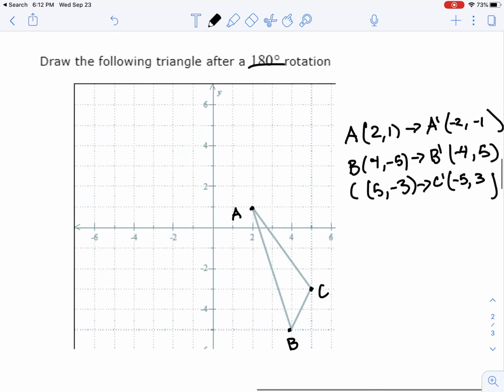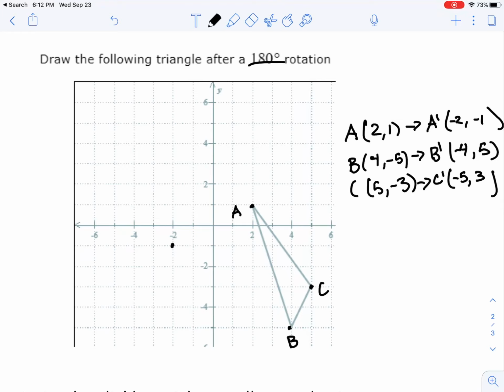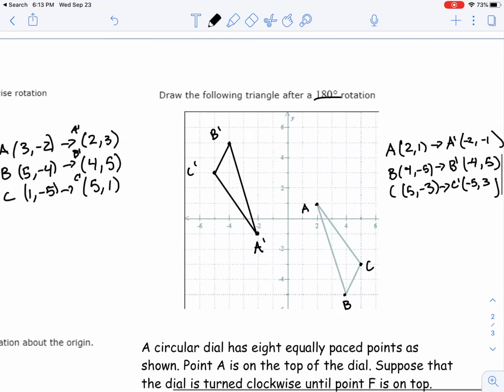Let's put those on here. So negative 2, negative 1 would be there. That's A prime. Negative 4, positive 5. 1, 2, 3, 4, 5 would be right there. That's like our B prime. C prime was negative 5, positive 3, which is right there. C prime. Do my best to draw it. Oops. Just like that. That's a 180 degree turn.